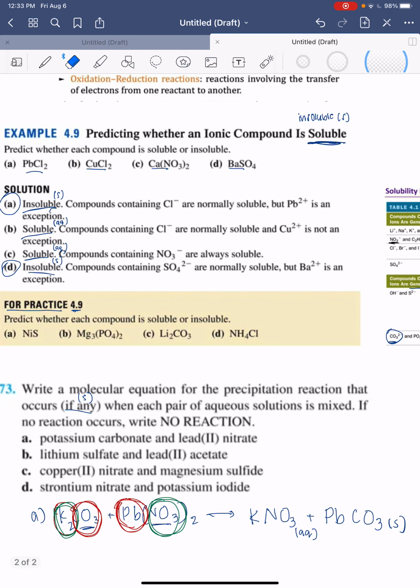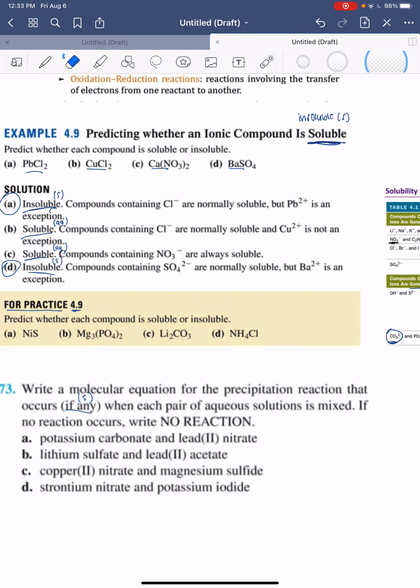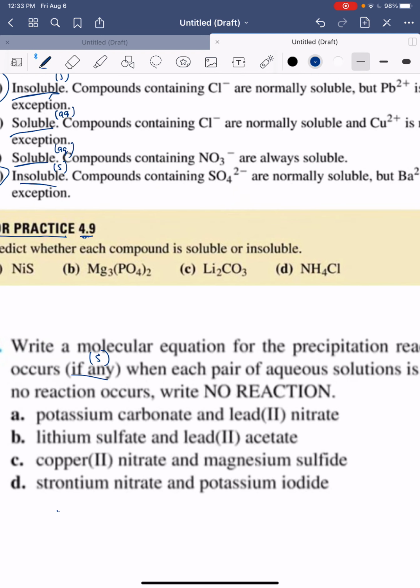Let's look at B. We have lithium sulfate and lead 2 acetate. Okay. If I'm writing this out, lithium is a +1 charge, and sulfate is SO4 2-. So we have Li2SO4 because we're going to do the drop down method, which basically is this charge drops down here and this charge drops down here.